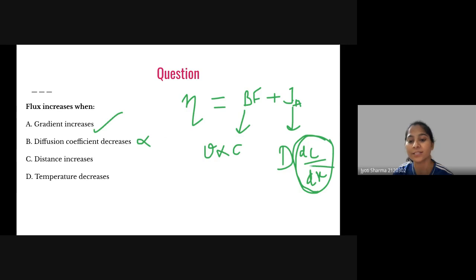Distance, this is your distance dx, right? When you are increasing the distance, it means you are decreasing the flux. This one is the wrong one. Temperature: whenever we have high temperature, that will increase the diffusion coefficient, and that will increase the net flux. But here it is temperature decrement, so this is again the wrong one. So A is the right answer.